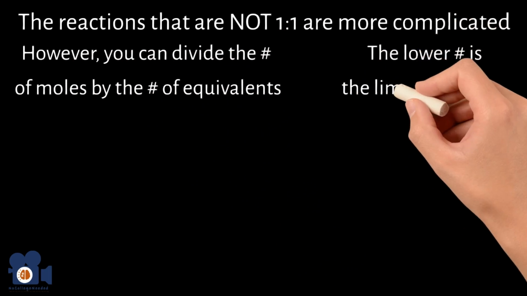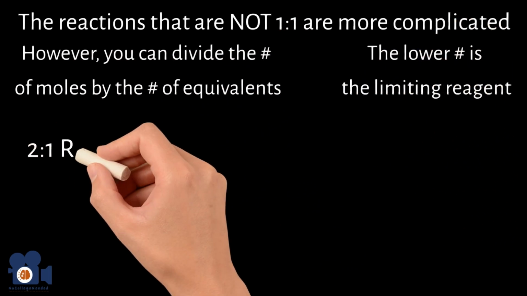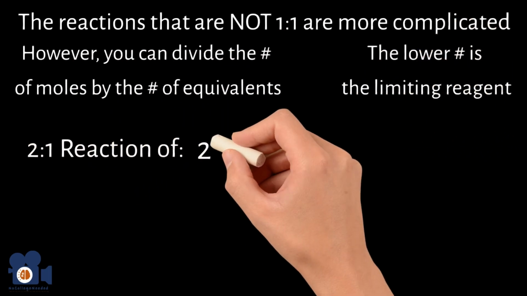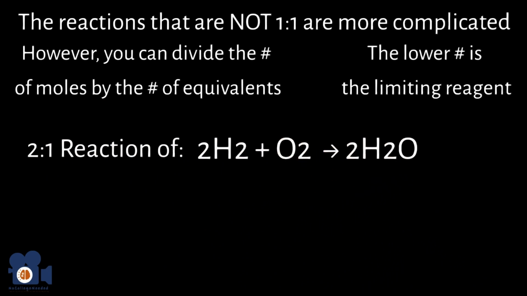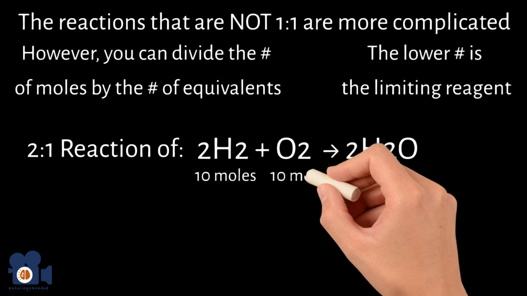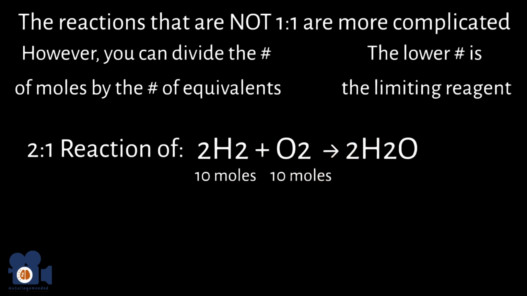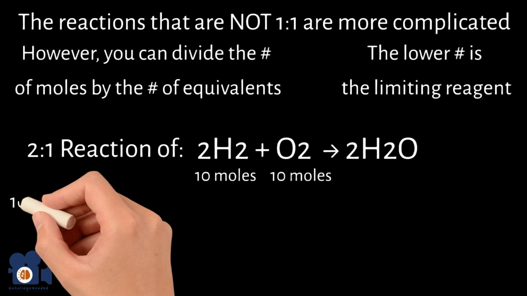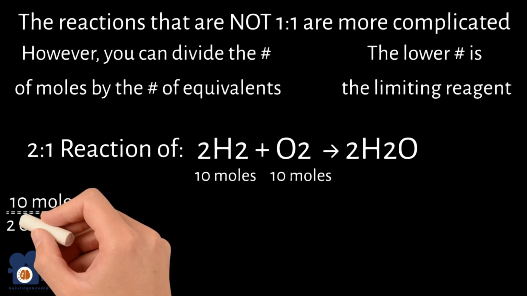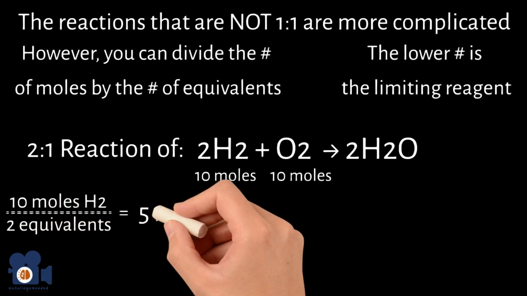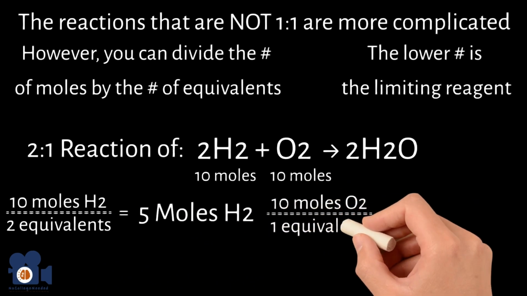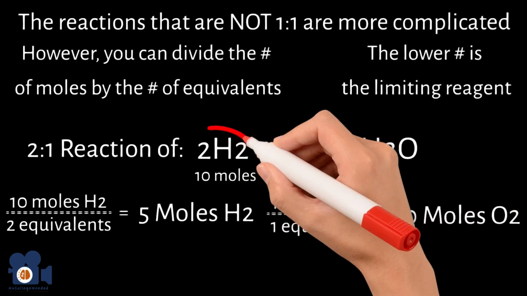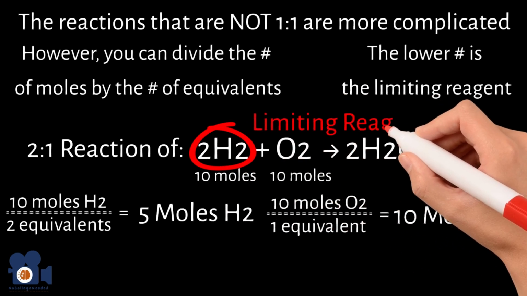For example, let's look at the 2-to-1 reaction of 2H2 plus O2 going to 2H2O with 10 moles of H2 and 10 moles of O2. Dividing the moles by the equivalents would look like this: 10 moles of H2 divided by 2 equivalents equals 5 moles of H2. 10 moles of O2 divided by 1 equivalent equals 10 moles of O2. Therefore, H2 is the limiting reagent.